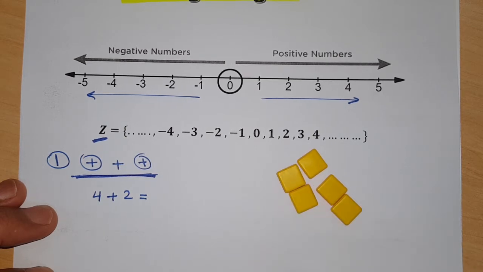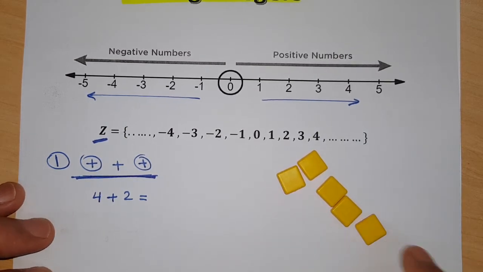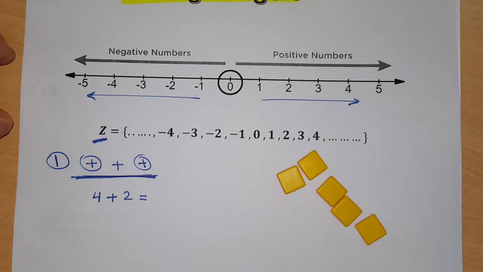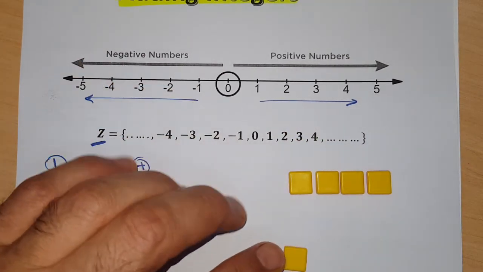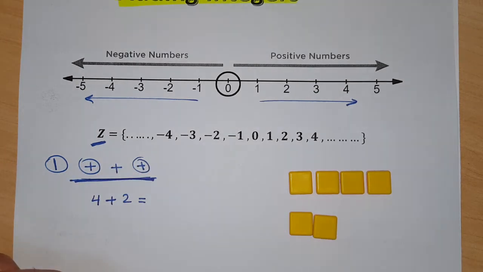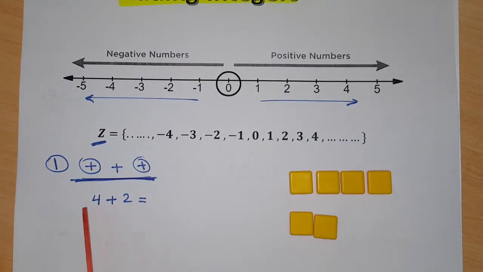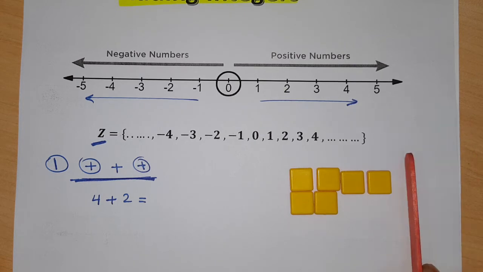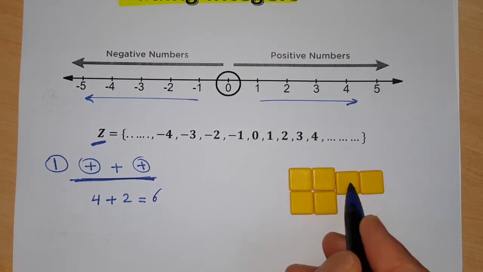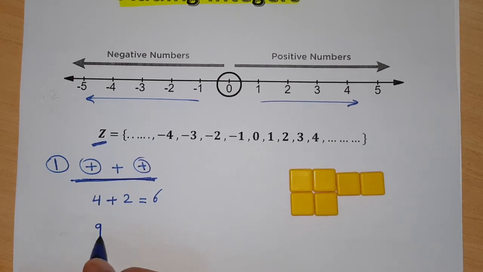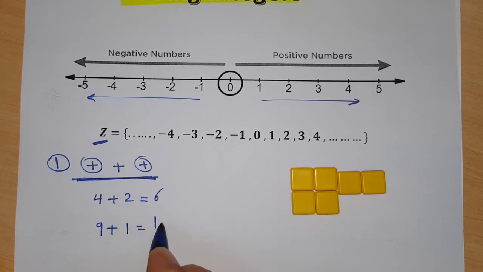I have 4 numbers, and I want to add 2 more. Adding means collecting the numbers together. So if I add these and you count, it equals 6: 1, 2, 3, 4, 5, 6. And 9 plus 1 is equal to 10.